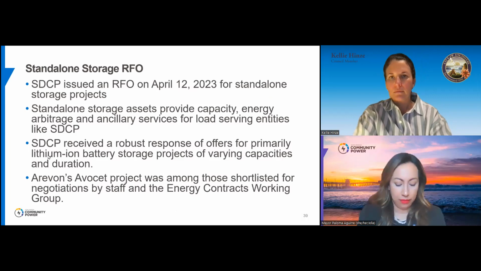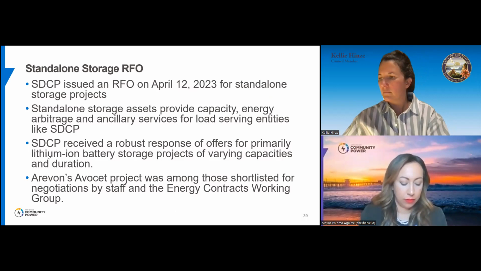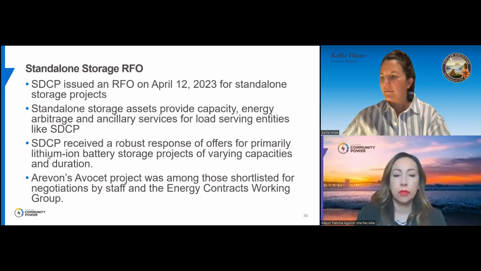The projects we were looking for, again, we're looking for RA, we're looking for capacity attributes, potentially energy arbitrage from these renewable storage projects to really start building the foundations of our portfolio along with the renewable assets that we're adding. We did get a pretty robust response, and this project was one of the highest scoring projects across the criteria. So we're very excited to bring this to you today.